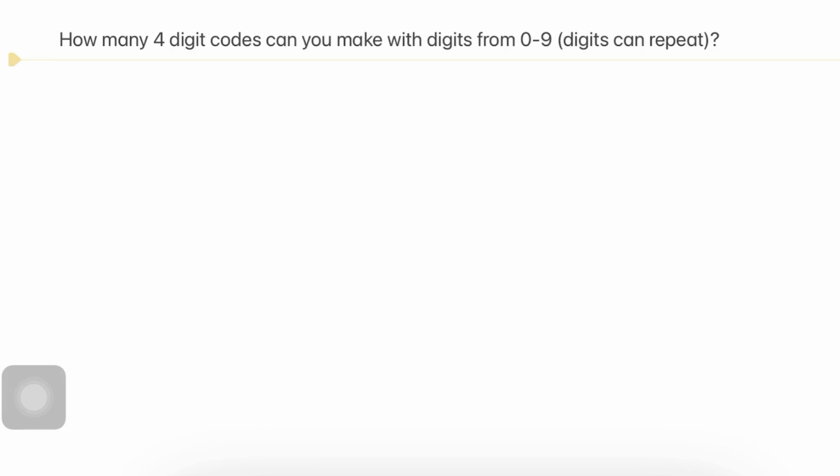Well, let's start off by labeling our digit code by drawing 4 lines for each digit. And there's 10 choices for the first digit. I got that because there's 10 digits from 0 to 9, so the first digit can be anything from 0 to 9. And it would actually be the same 10 possibilities for the second digit as well. You're not losing anything for the second digit.